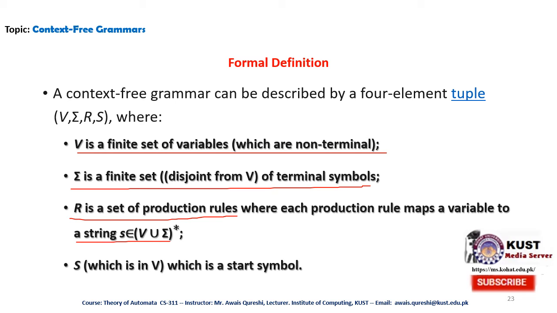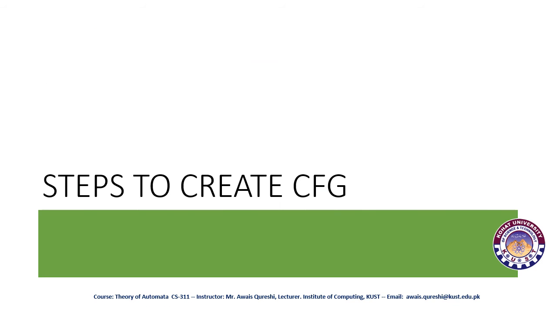We will see this later on when performing some tasks in CFGs. And S is a start symbol. So it has a four-tuple, four components: V is the non-terminal symbols, Σ is the terminal symbols, R is the production rules, and S is the start symbol. So try to remember this point, that V is a finite set of variables and they are non-terminals. Σ stands for terminal symbols, R is a production rule, and S is a start symbol.